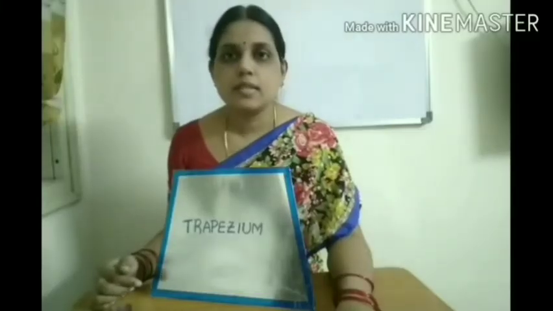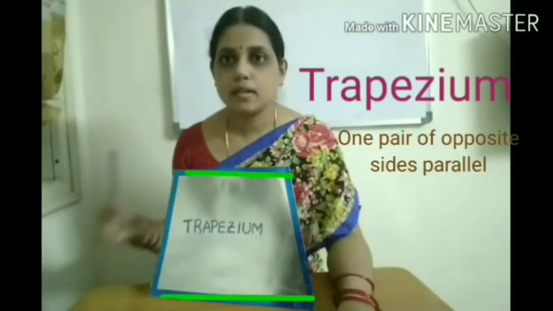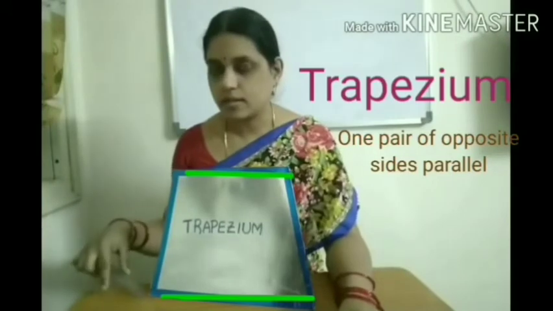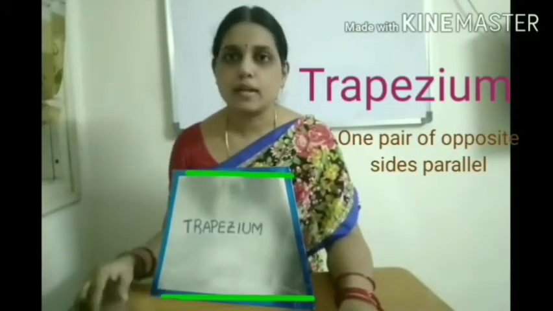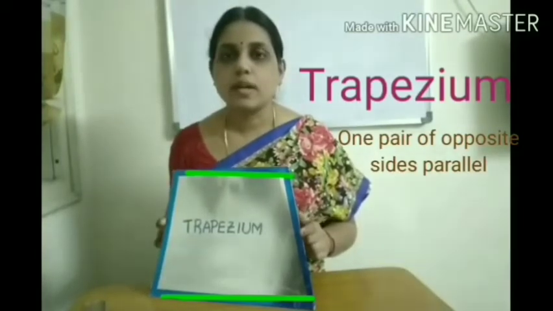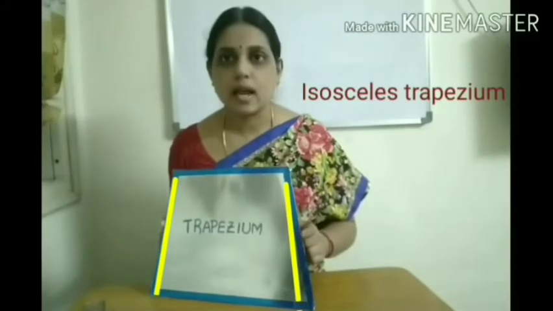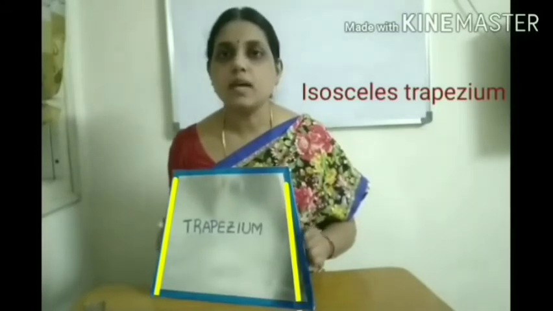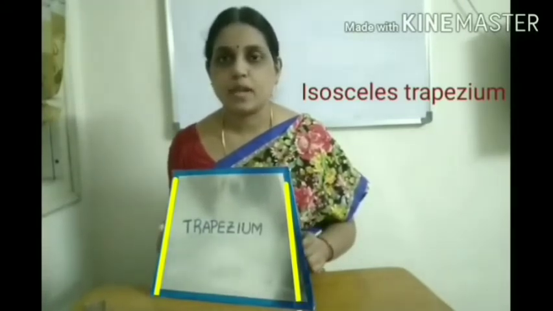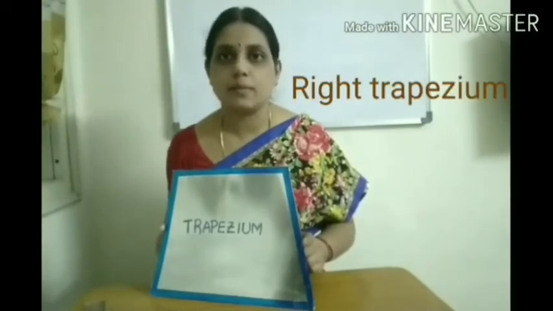Trapezium. This is a quadrilateral with one pair of opposite sides parallel. Here if you observe this and this, these two are parallel sides and these two are non-parallel sides. So a quadrilateral with only one pair of opposite sides parallel is a trapezium. And in a trapezium, if two non-parallel sides are equal, then it becomes the isosceles trapezium. And trapezium with one right angle is known as right trapezium.